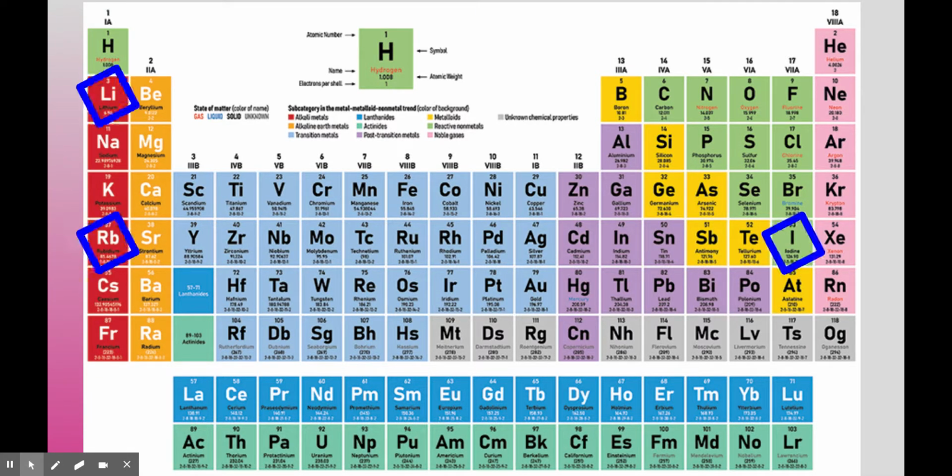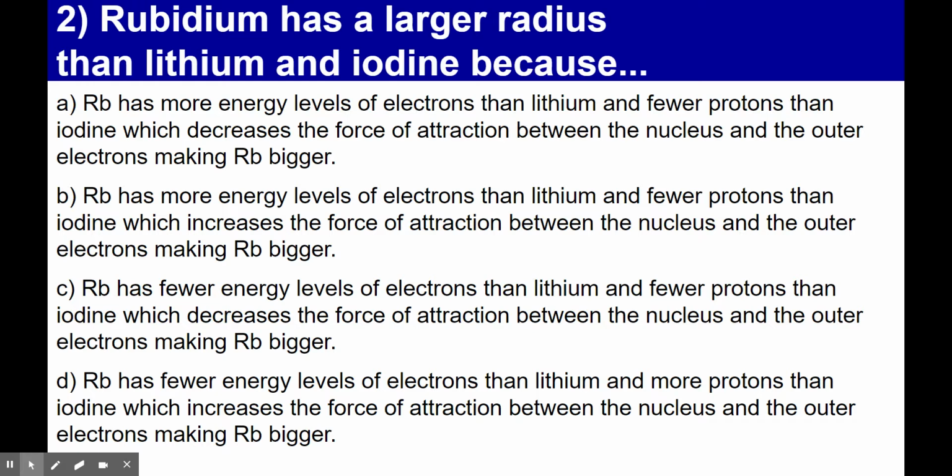So in this case, for this next one, we're going to look at these three elements: lithium, rubidium, and iodine. First of all, notice that lithium and rubidium are in the same group. Rubidium and iodine are in the same period. And so this question says, rubidium has a larger radius than lithium and iodine because.